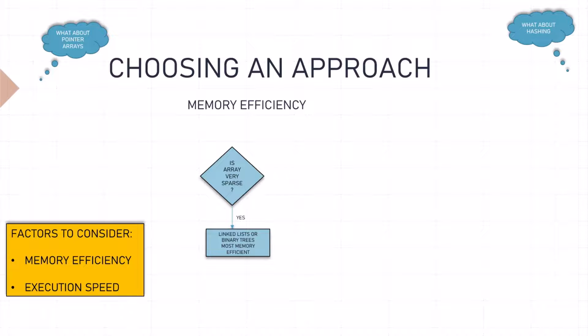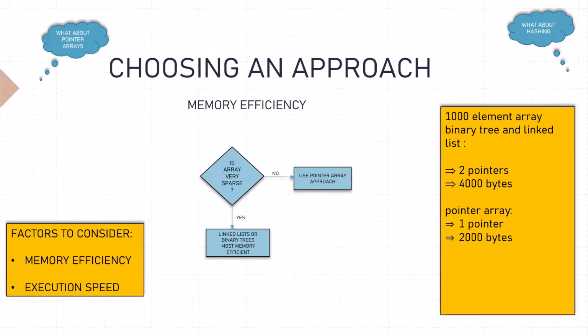What happens if the array is not very sparse? In that case, we will just go ahead and use the pointer array approach. Why? Consider this. If we have a 1000 element array and we use a binary tree or the linked list approach, remember we would need 2 pointers. And if each pointer takes 2 bytes, that's 4000 bytes. With the pointer array approach, we would use 1 pointer. That would mean just 2000 bytes. So that's a saving of 2000 bytes. When compared with the hashing method and considering the array is almost full, we would actually waste more memory with hashing. And therefore, the pointer array approach is the most memory efficient.